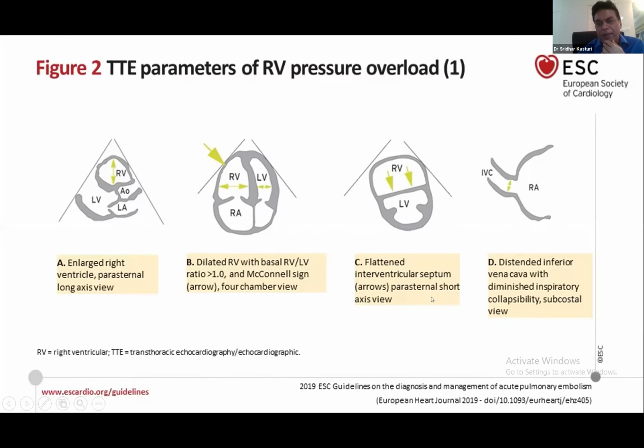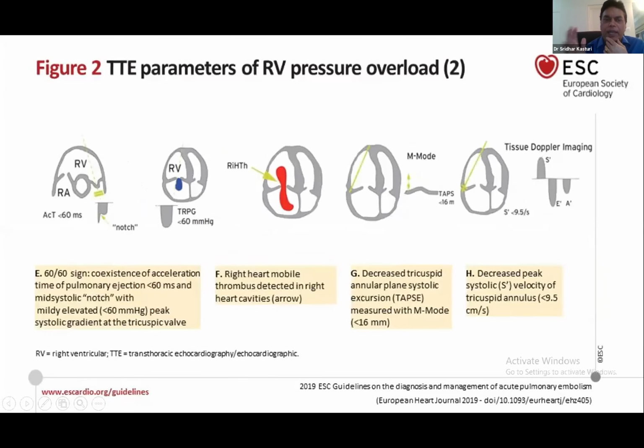If you see the parasternal short axis, it's a flattened septum. And because RA pressure is so high, the patient may have IVC plethora and absence of inspiratory collapse. Patient may have a raised JVP, and you may see RV S3 in such patients. This is the 60-60 sign, where the coexistence of acceleration time less than 60 milliseconds and mildly elevated systolic gradient at the tricuspid, usually less than 60 millimeters. So that is the 60-60 sign.